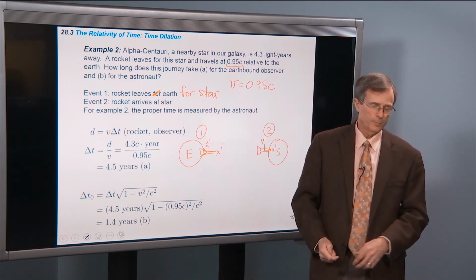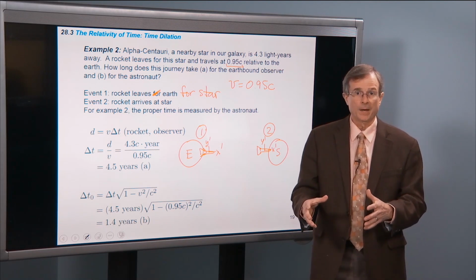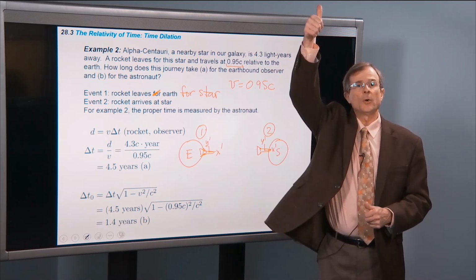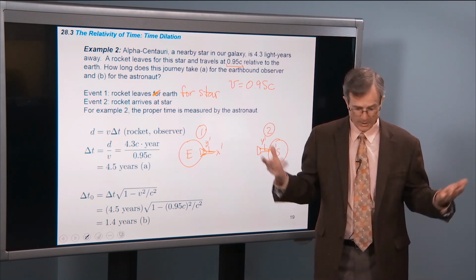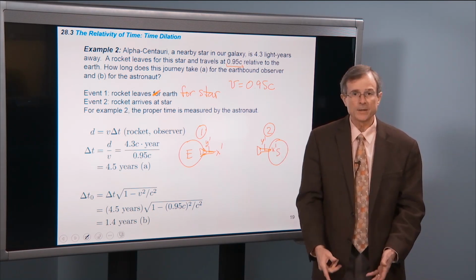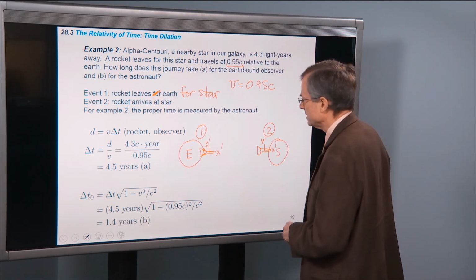You leave the Earth. You launch. You blast off. Where did the blast off happen? It happened right there, where you are. Then you go to the star. You arrive at the star. Where did the event occur? Well, it happened right there, because your rocket landed on that star. So the two events occur in the same place.